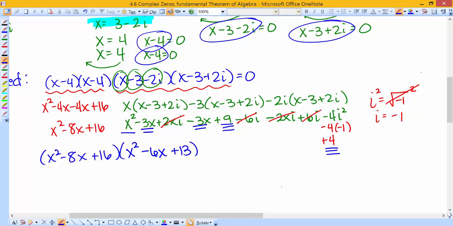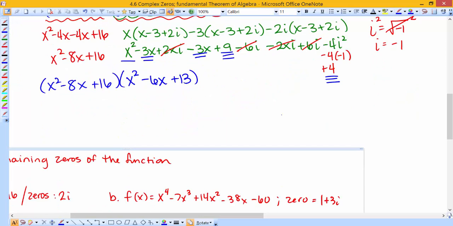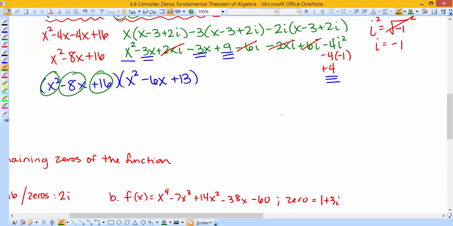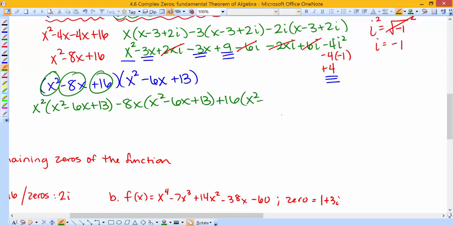So now I need to multiply the x squared minus 8x plus 16 through. Just like I did in the last one, I'm going to look at those as three things that I need to distribute. So x squared times x squared minus 6x plus 13. Negative 8x times x squared minus 6x plus 13. And 16 times x squared minus 6x plus 13. I'm glad I remembered to bring my calculator home today.